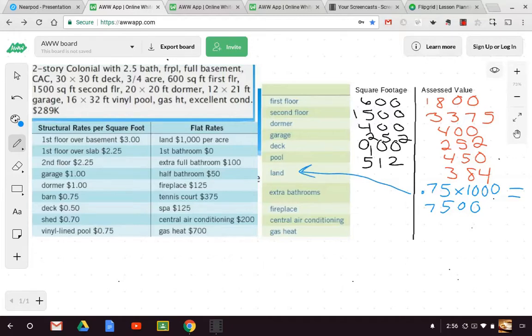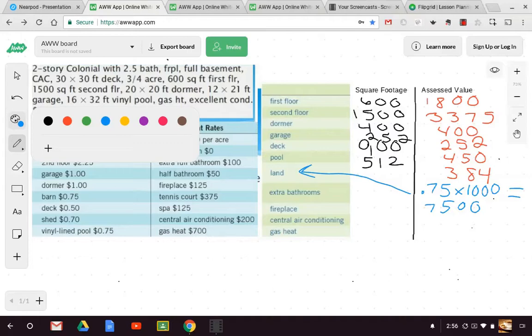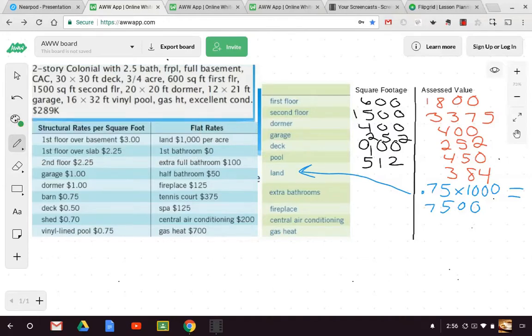Our extra bathrooms, the first one is basically for free. So any extra bathrooms are ones beyond that first one. So that first bathroom doesn't cost anything, but the extra bathroom, there's 2.5 baths total. So that's going to be 1.5 extra bathrooms. And those are at $100 for the full extra and $50 for the extra half bathroom, which is going to put us at $150. So I'm just going to go back in and put that $150 right there for the bathrooms.